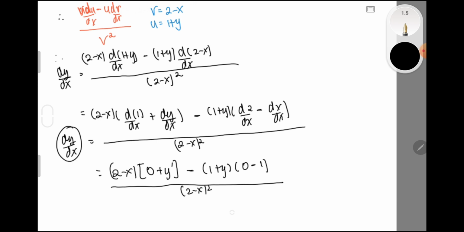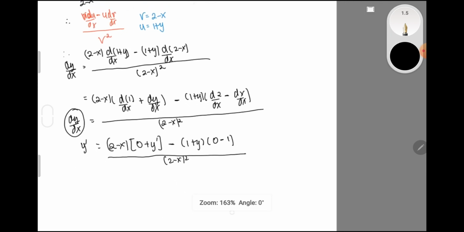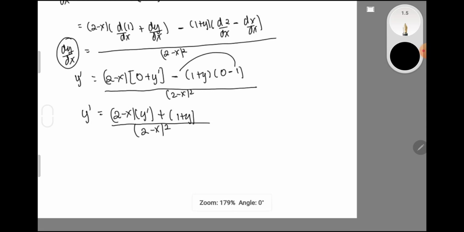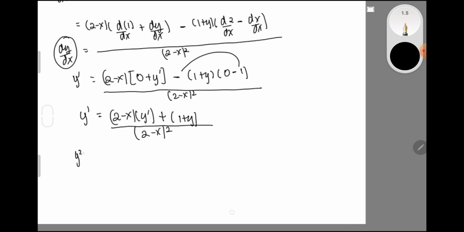So take note that our dy over dx is also denoted as y prime. So from this we will have 2 minus x multiplied by our y prime, plus, since negative 1 multiplied by negative 1 is positive 1, 1 plus y, all over 2 minus x squared, multiplied by y prime. So by further manipulation of this equation, we will cross multiply, so y squared multiplied by 2 minus x squared is equal to y prime, I should say, sorry.